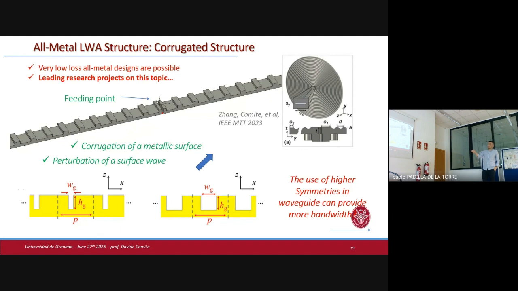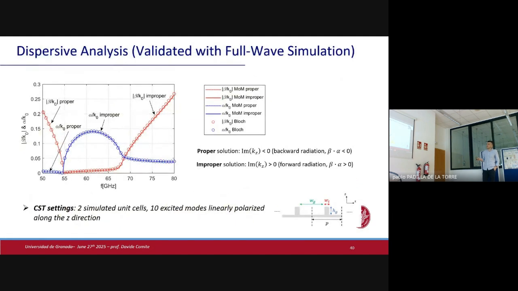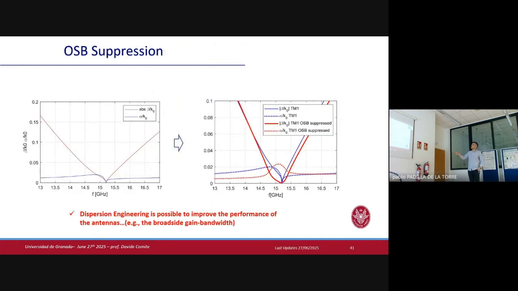You will define a unit cell, and by solving this unit cell, you can get the dispersion. This is the dispersion typically that you get. If you don't do anything, since there is a periodic structure, you get an open stop band. So you get a point where beta is equal to 0 and alpha is equal to 0. So we worked with a PhD student to suppress the open stop band, and we did it.